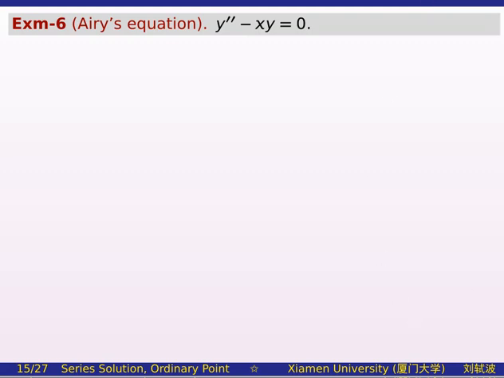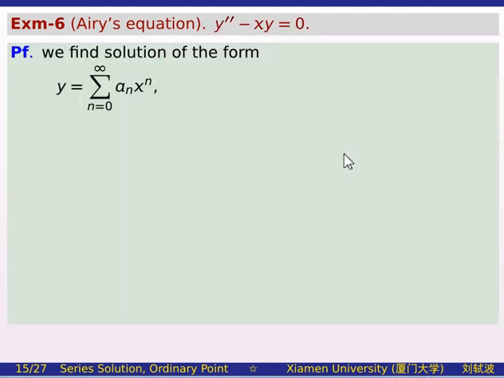Now we consider another example, the Airy equation, y double prime minus xy equals 0. This is a valuable second order linear equation, and we will use the power series to find its solution. So we suppose the solution is of this form, a power series.